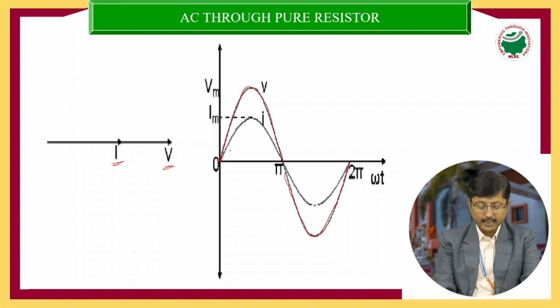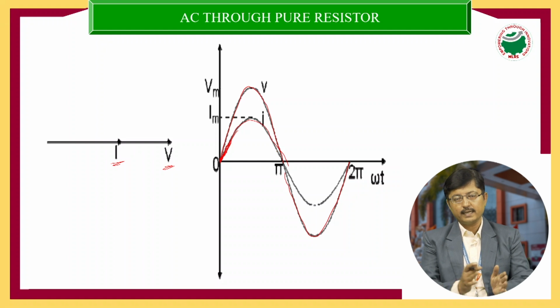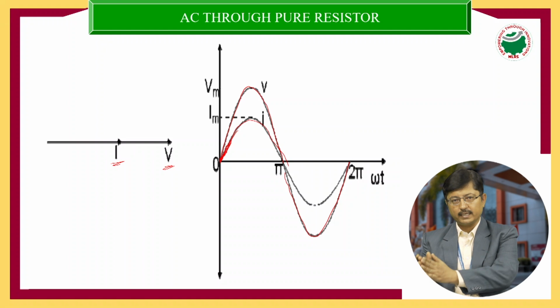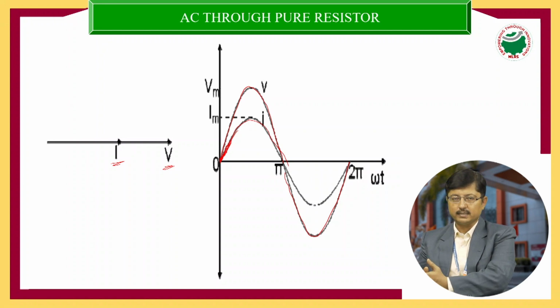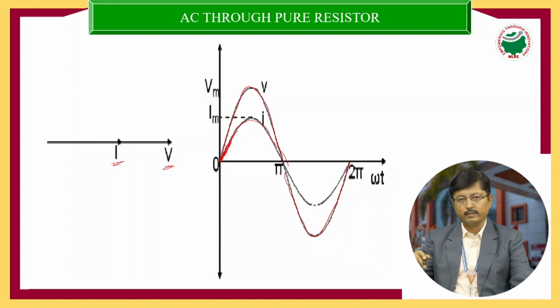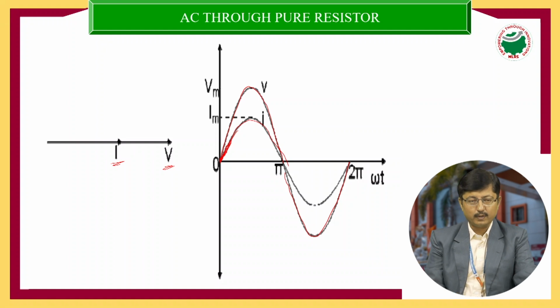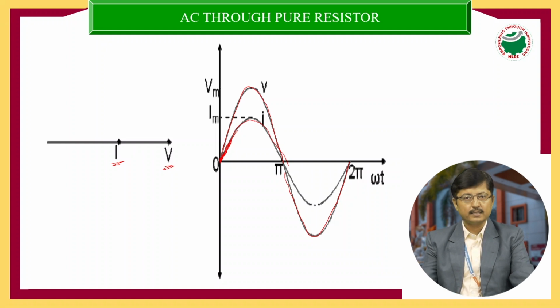In the same way, the current also starts at the same phase, at the same angle. Voltage and current are both in the same phase, started at the same point. They attain the same maximum value, again reach 0, again attain the negative maximum, and so on. Both voltage and current are in the same phase angle, moving at the same angles.